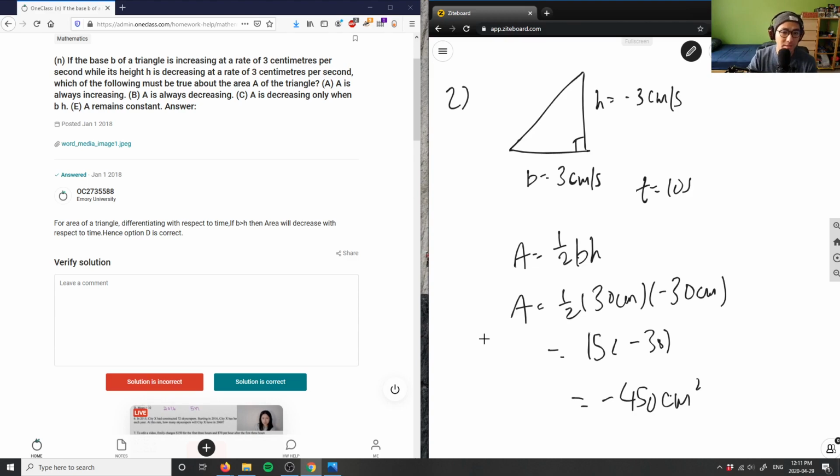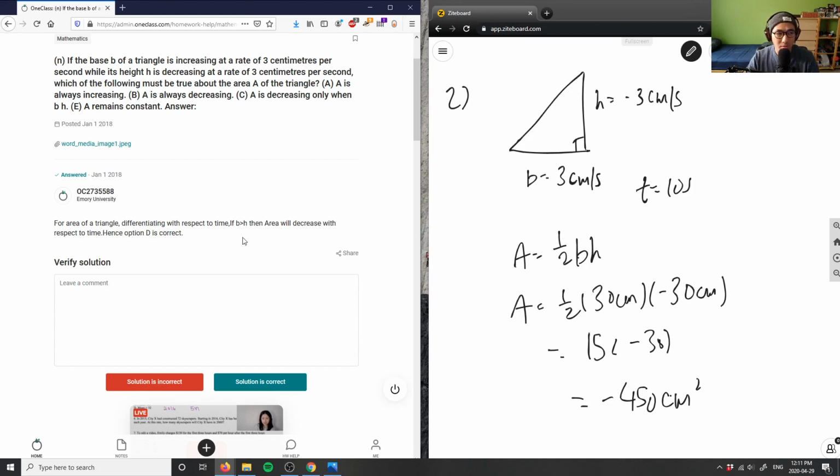So it says here the student picked D as the answer. It says if B is greater than H, if base is greater than H, then area will decrease with respect to time. So if base is greater than the height here, then area will decrease with respect to time. Okay, so therefore, hence D is the correct solution.